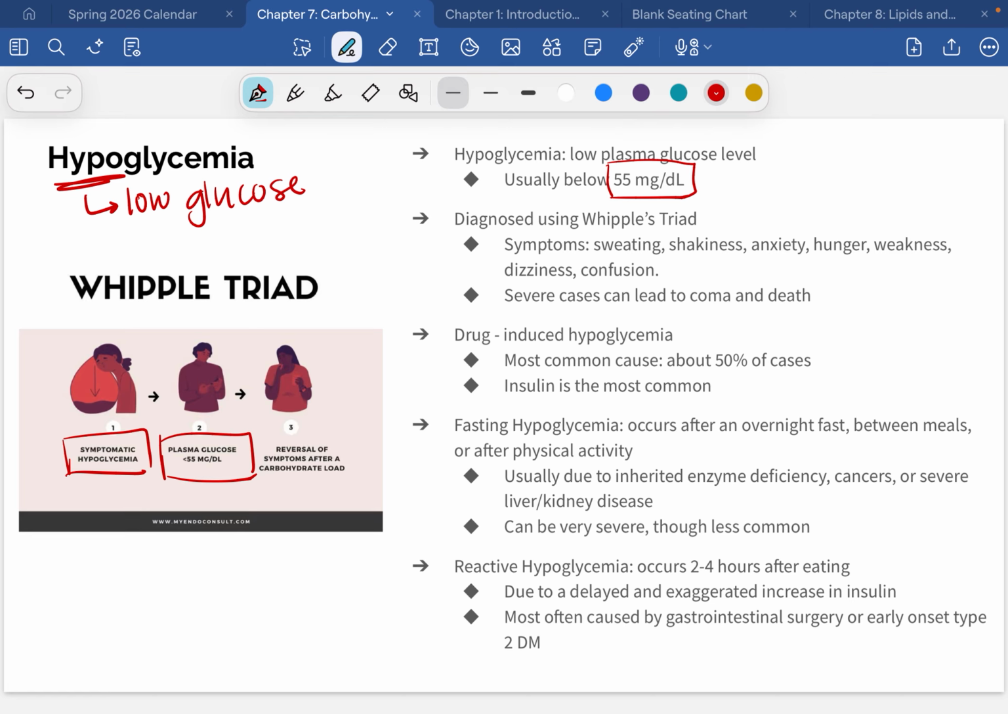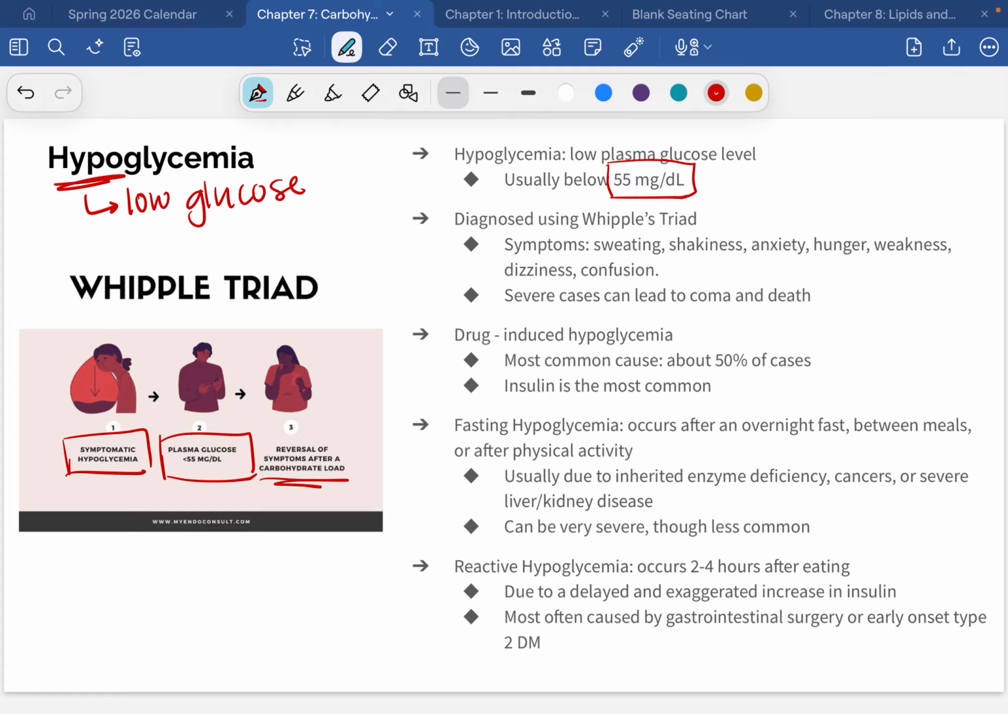Basically, these are the symptoms you get if you've ever gone way too many hours without eating, and you're almost sick, you're so hungry, where you get shaky, you get weak, sometimes you get dizzy, or if you've gotten extremely hungry, confused. But it's all to a bigger extreme. So those are the symptoms. And then the third point of Whipple's triad is the reversal of symptoms after a carbohydrate load.